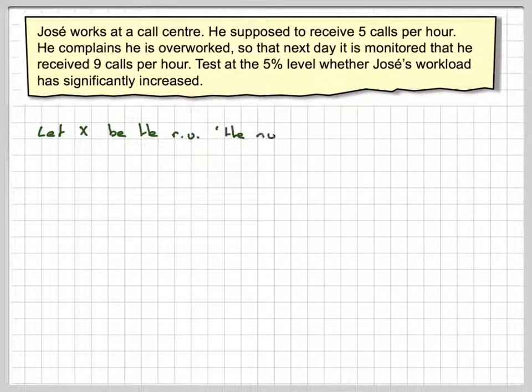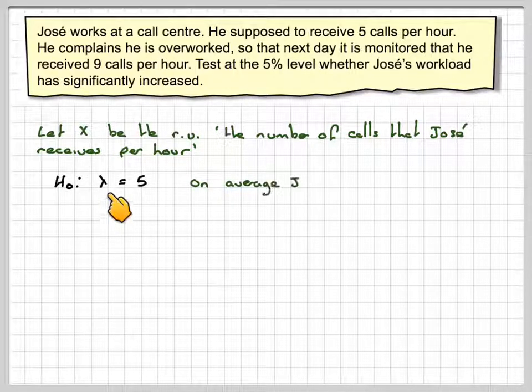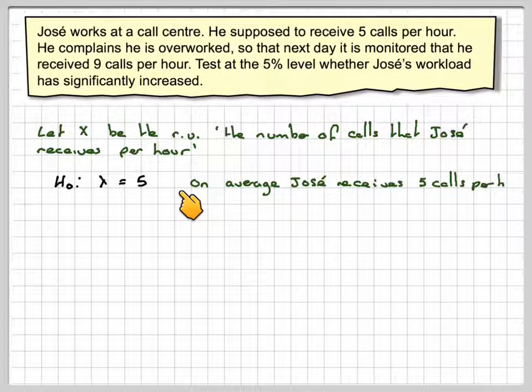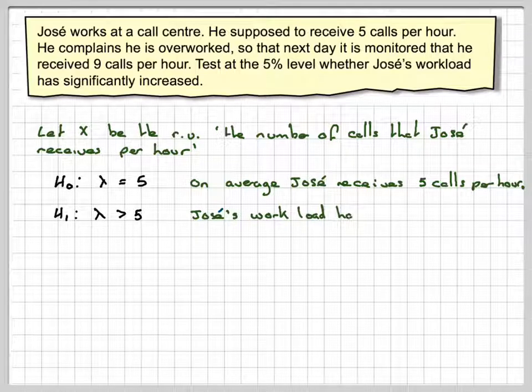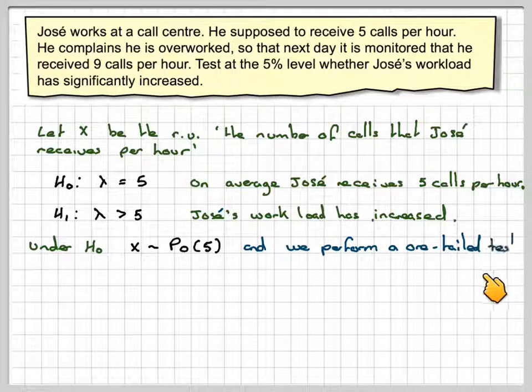Right, let X be the random variable, the number of calls that Jose receives per hour. H0 will be that lambda is equal to 5. On average, he receives 5 calls per hour. That's what he's supposed to do. And H1 will be lambda is more than 5. Right, because we're looking for a definite increase here, this is a one-tailed test. So under H0, X is Poisson with lambda 5, and we perform a one-tailed test.